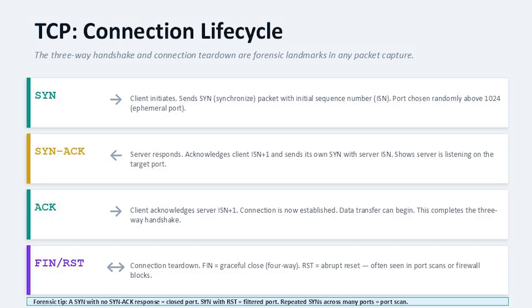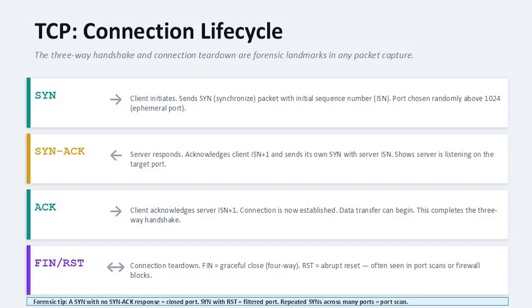And this is operating system dependent, but it will be some random number. So on Windows, for instance, it may be a number like 49,123. And every time it makes a new connection to someplace, it will choose a different random high numbered port. Once that packet gets to the server, the server will then respond back with what's known as a SYN-ACK packet.